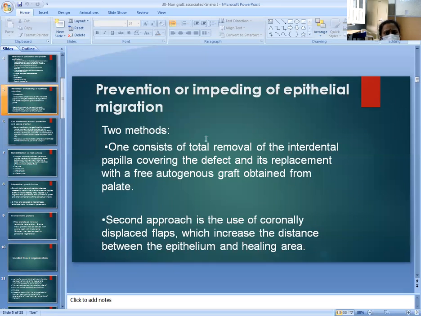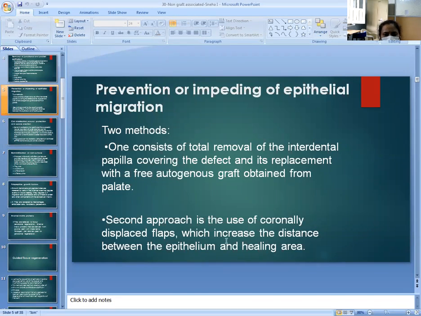To prevent this epithelial migration, the first approach is total removal of the interdental papilla covering the defect and replacement with a free autogenous graft. It means you need two surgical procedures. The flap is there to prevent epithelial cells from downgrowth inside the defect. You need to preserve the area. How? Complete removal of the interdental papilla, and a free autogenous graft is obtained from the palate and sutured in that area. So it becomes difficult because of two surgical sites.